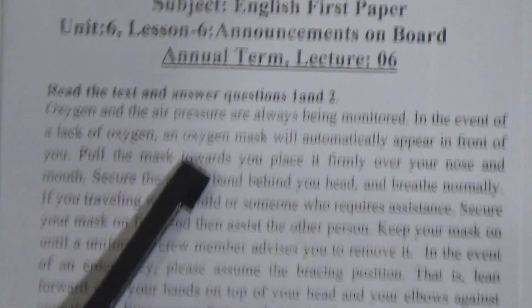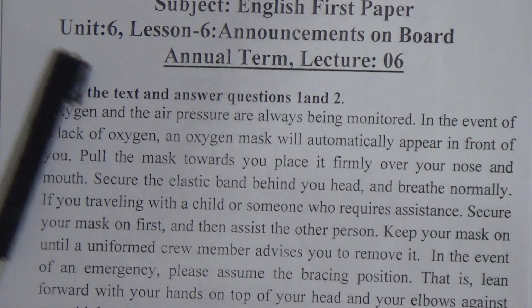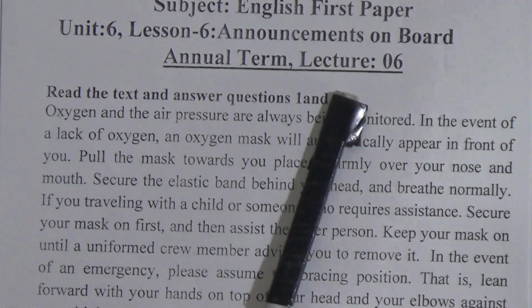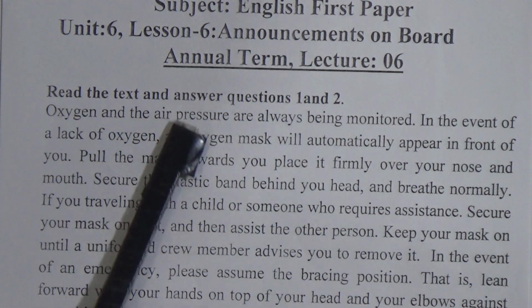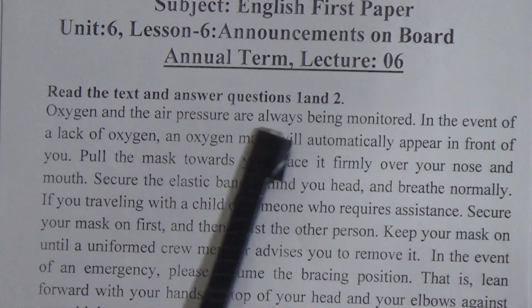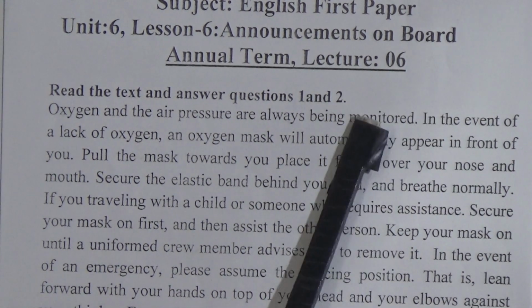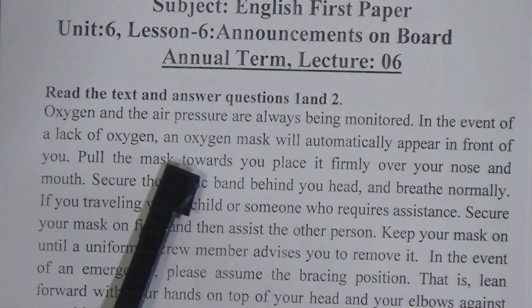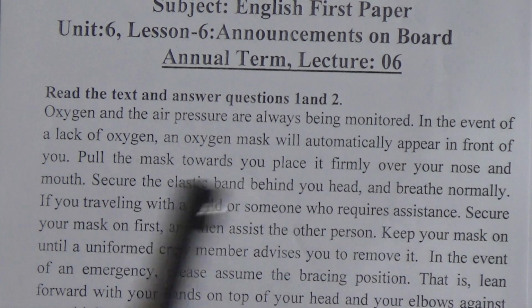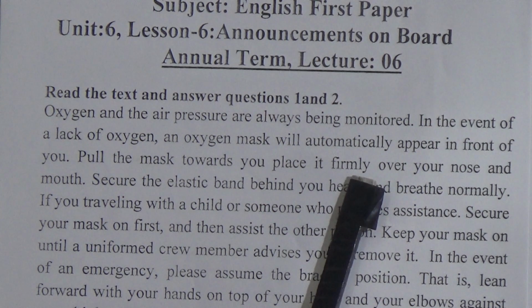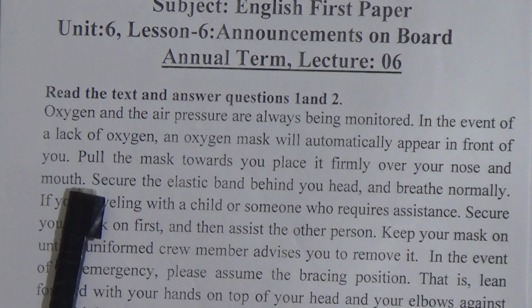So, as you can see, our today's topic is Unit 6, Lesson 6. Announcements on board annual term lecture 6. So read the text and answer questions 1 and 2. Oxygen and the air pressure are always being monitored. Monitored means checked. In the event of a lack of oxygen, an oxygen mask will automatically appear in front of you. Pull the mask towards you. Place it firmly over your nose and mouth. So this is the announcement on board on aeroplane.